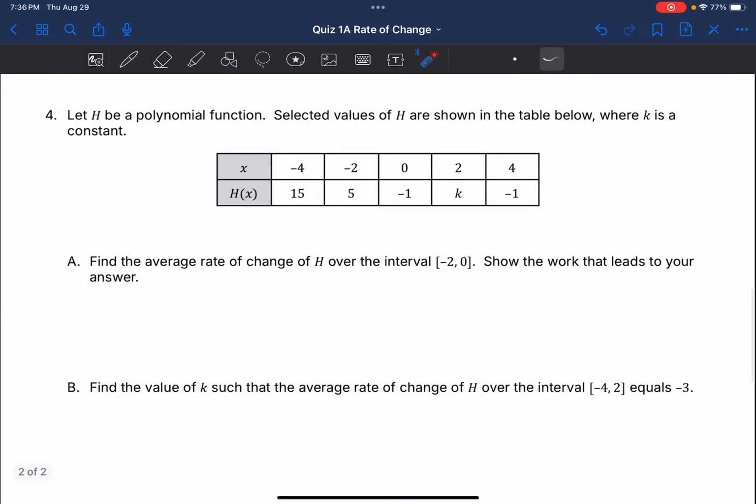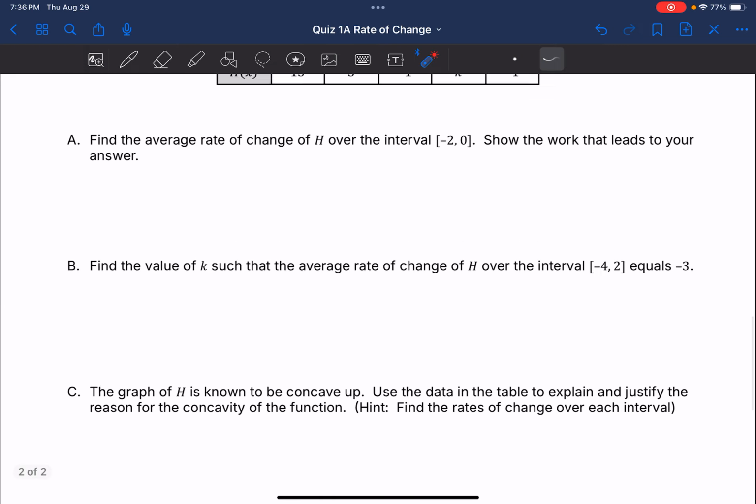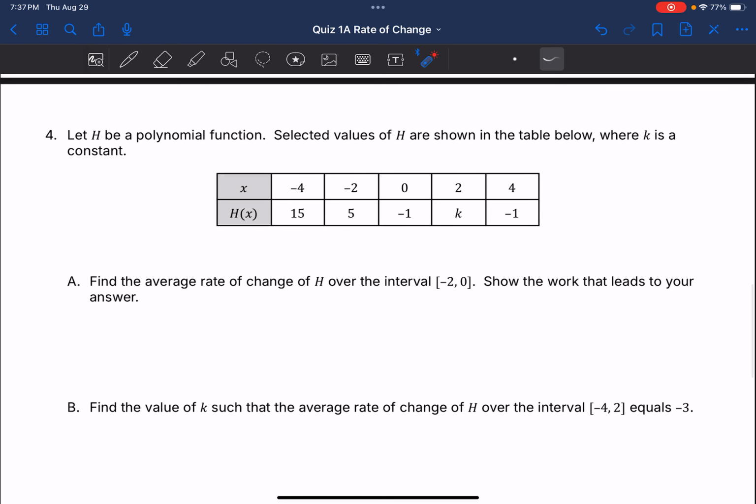Okay, then on to the back. This is more of an open-ended question. Let h be a polynomial function. Selected values of h are shown in the table below where k is a constant. So see how there's a k? They're just letting you know that there's not going to be any variables. That's going to be a number.